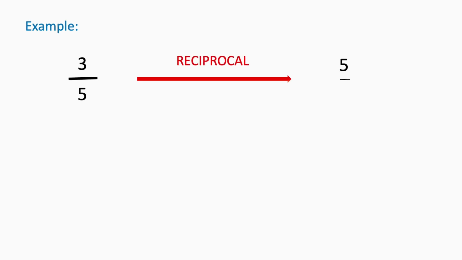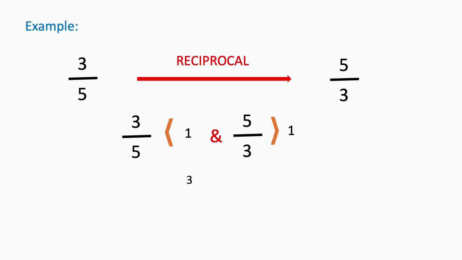Consider this example, 3 over 5. The reciprocal of that is 5 over 3. 3 over 5 is smaller than 1, and 5 over 3 is greater than 1. And 3 over 5 times 5 over 3 equals 15 over 15 equals 1.